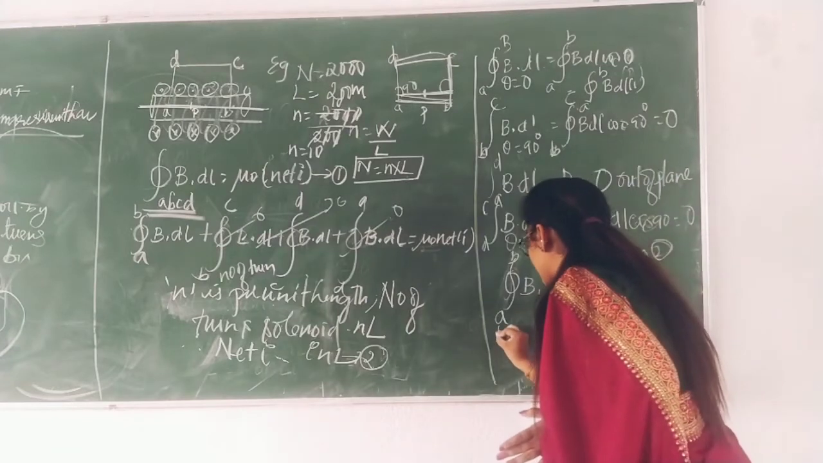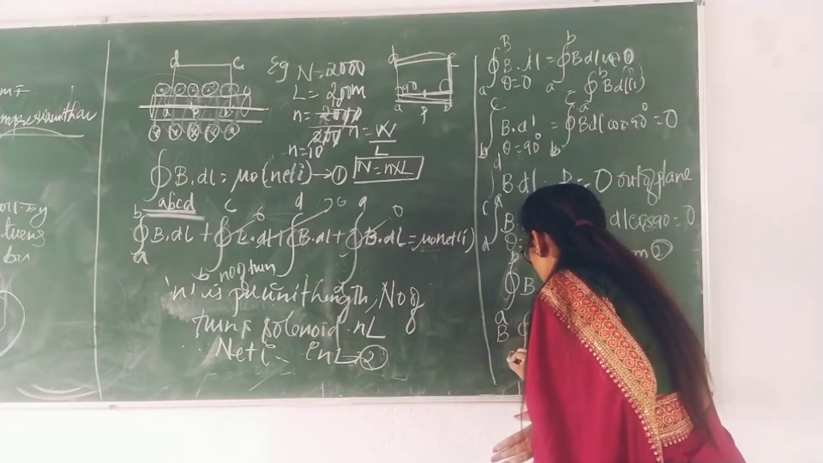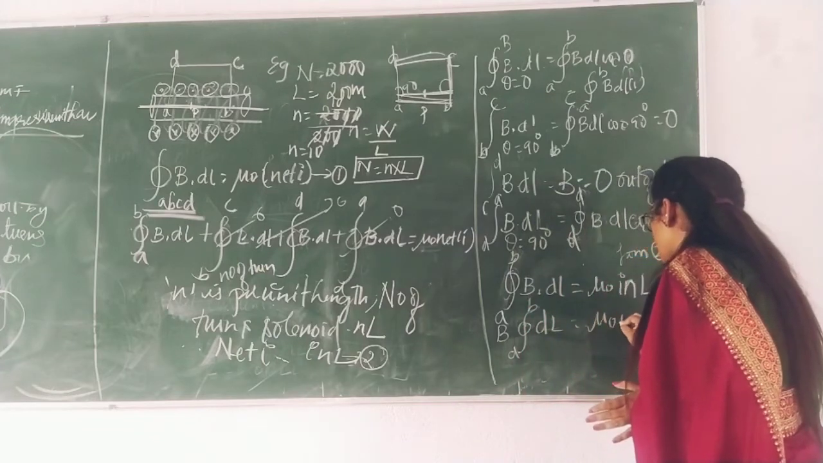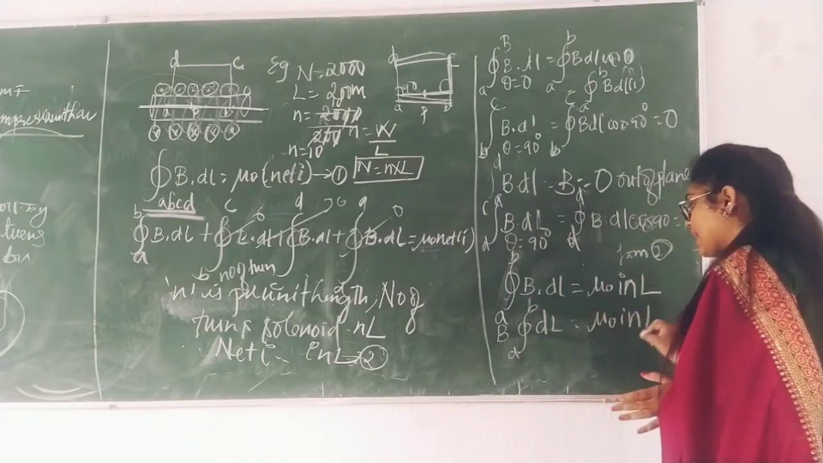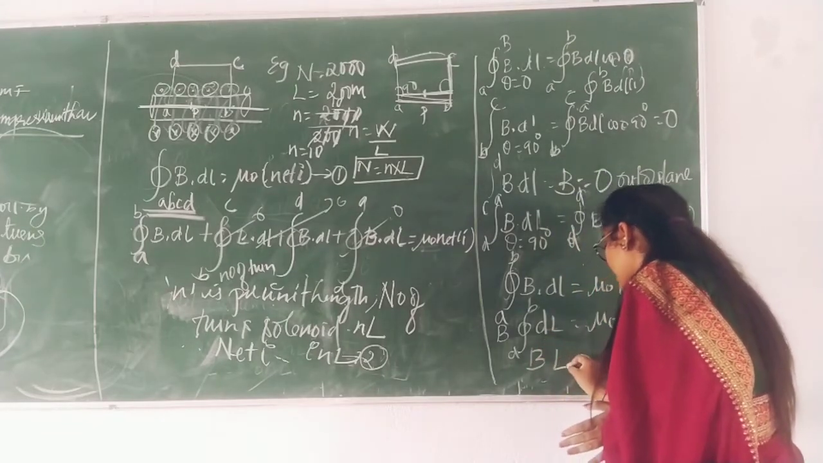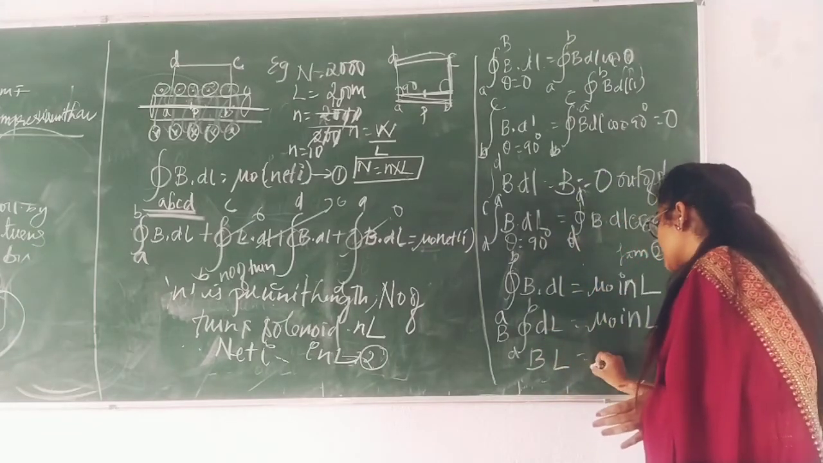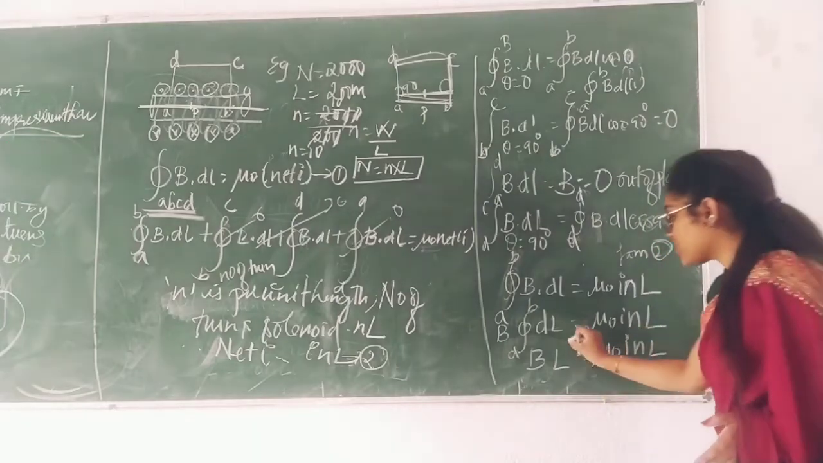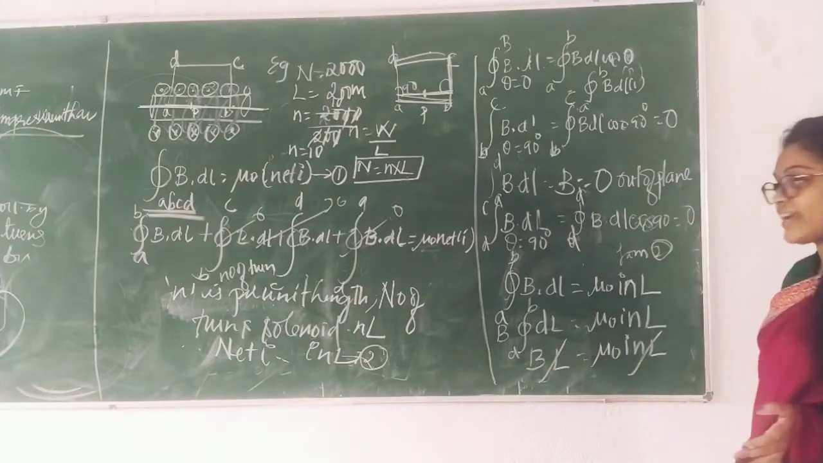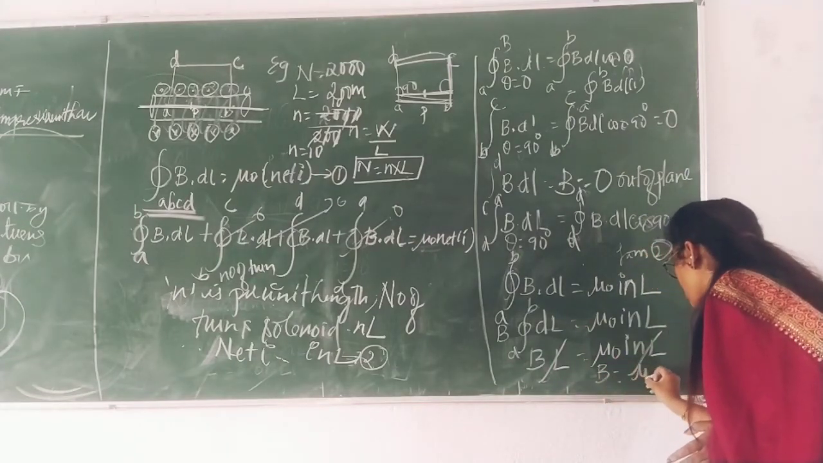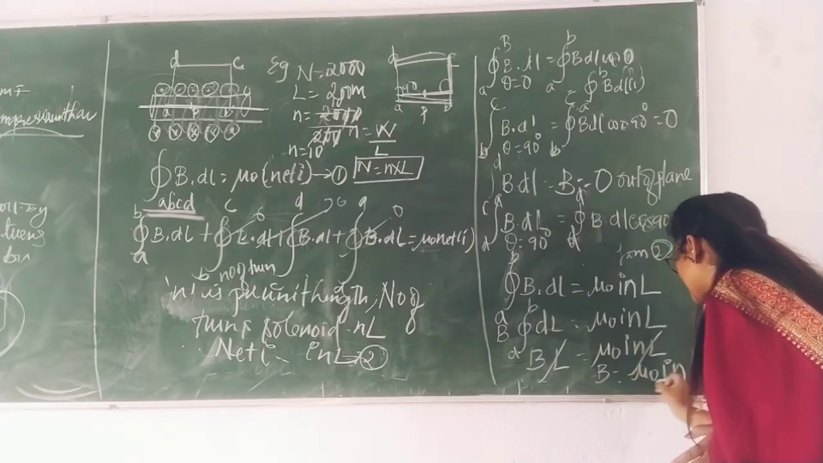So, I will integrate the dl. We know it is in a straight line, correct? Mu naught I n L, it is a straight line. So, I will get only L. B L is equal to mu naught I n L. This L will get cancelled. Therefore, B is equal to mu naught I n.